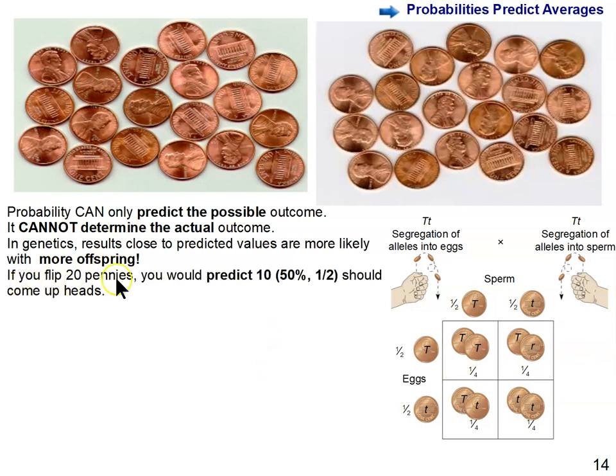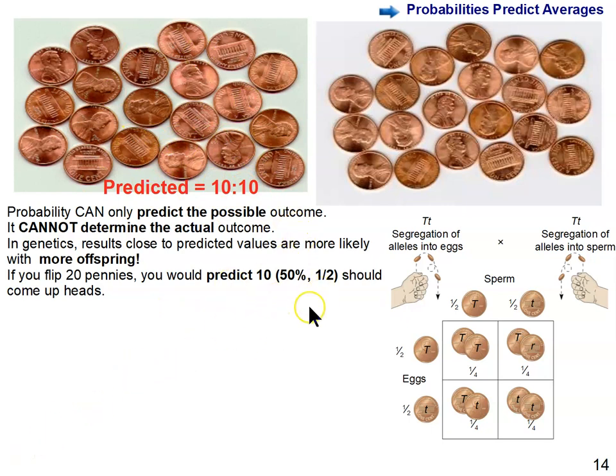But if you flip 20 pennies, like we have here, you would predict 10, or 50%, or half should come up heads and half should come up tails. That's what you would predict. And if you count these up, you'll note that it is a 10 to 10 ratio. So this matches the prediction. But if you actually do this one time, it's likely that you won't get exactly 10 and 10, half and half.